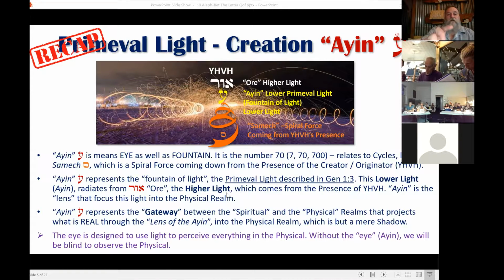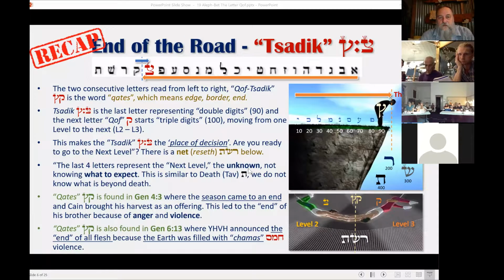So we're going to look at the same concept, but in reverse. And that's where the letter Kuf comes in. How to access the spiritual through the same lens from the physical upwards. And that's the revelation of the Kuf. So we're going to look at that in a moment.